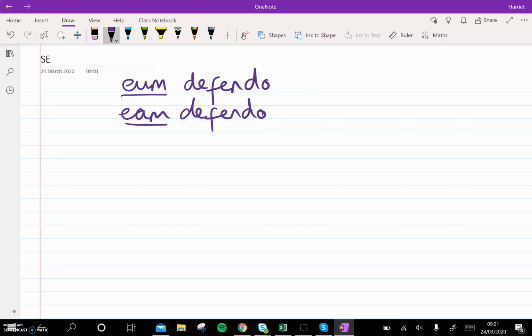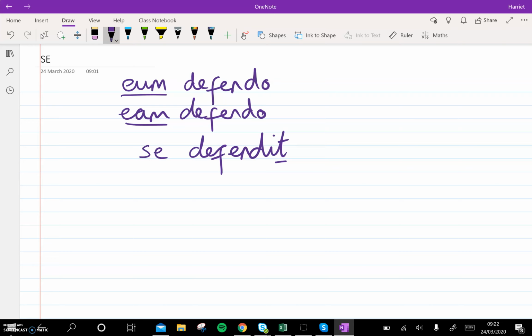Now, the difference between that word and the word se is that you use se when an action is happening reflexively. So it's not when one person is doing something to someone else, like they are here, but it's when one person is doing something for themselves, to themselves. So, for example, if instead of saying, I defend him, we want to say, he defends himself, then obviously the verb is firstly going to change to defendit, to make it he defends, because it needs to end in a T. But then instead of saying eum, we use se.